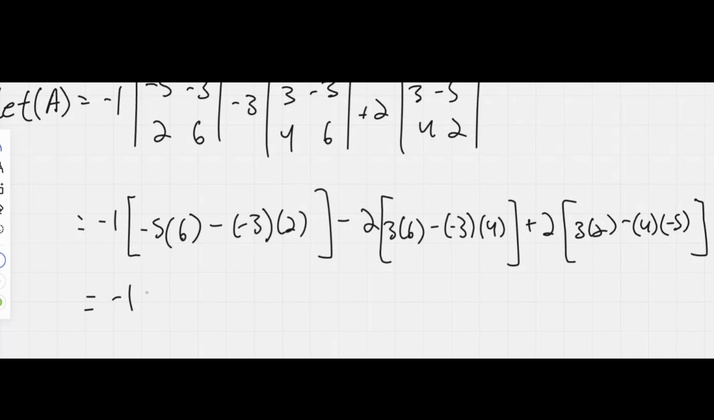So we have -1 times -30 plus 6. So -30 plus 6, last time I checked, is going to be -24. All right. The second determinant is going to be 18 plus 12, which is 30.